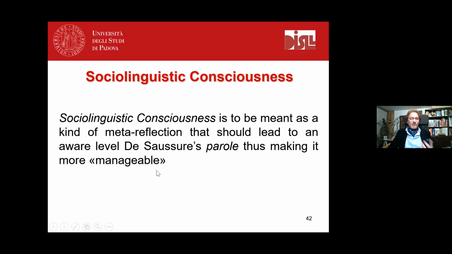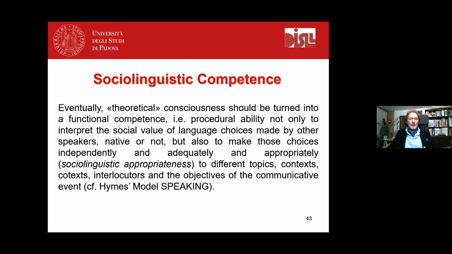The next step is sociolinguistic consciousness, which is to be meant as a kind of meta-reflection that should lead to an aware level of de Saussure's parole, thus making it more manageable. You basically understand that variation is there for a purpose. Okay, you may not be able to manage that. You may not be able to use it completely, especially when we talk about a foreign language, but at least you are aware of the fact that that variation, that variability has a specific purpose. And the last and most important level to be reached is that of sociolinguistic competence.